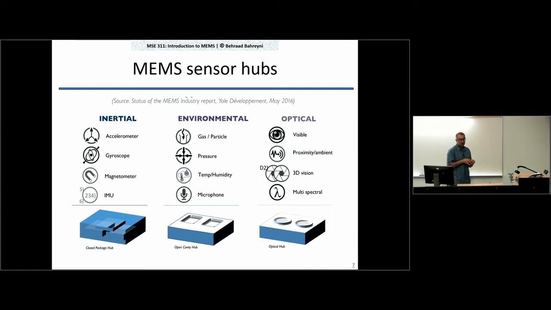You have environmental sensor hubs nowadays that have gas sensors and particle sensors integrated onto the chip. You have to know the pressure, the temperature, and maybe even sound, right? And then you have also optical sensor hubs. So there's a trend to integrate more functionality into these chips and microsystems by adding sensors of different kinds, right? Not the same type, but maybe gas and pressure and humidity. These are different types of sensors.